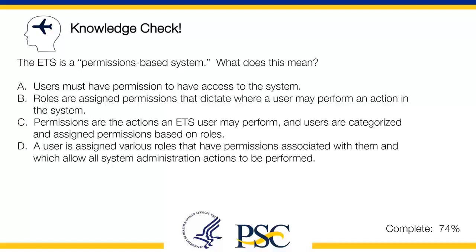The ETS is a permissions-based system. What does this mean? A. Users must have permission to have access to the system. B. Roles are assigned permissions that dictate where a user may perform an action in the system. C. Permissions are the actions an ETS user may perform, and users are categorized and assigned permissions based on roles. D. A user is assigned various roles that have permissions associated with them and which allow all system administration actions to be performed. Pause the video, consider your response, and then resume to learn the answer.